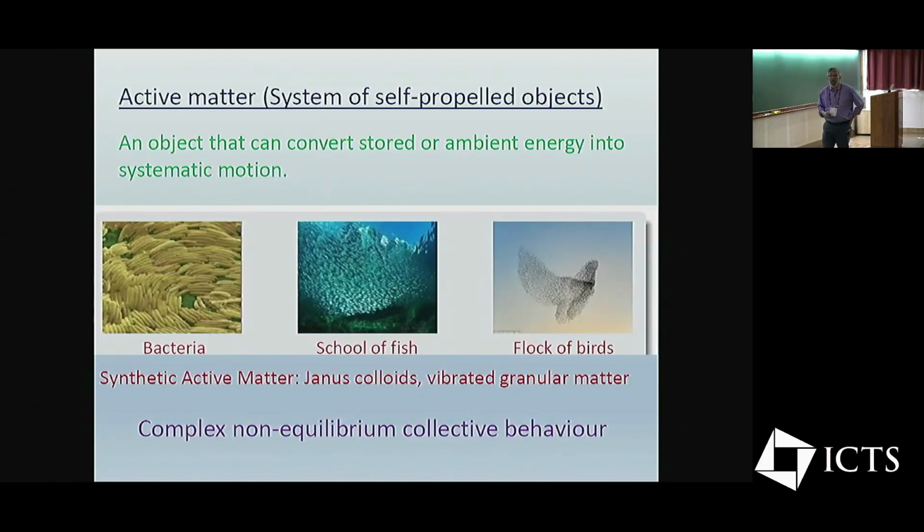So this is a one-slide introduction to active systems. Basically, we are looking at systems where the objects which constitute the system experience active forces. So objects can convert stored energy or ambient energy into systematic motion, so they can move by themselves. That basically makes the system out of equilibrium. And one is interested in the collective behavior of systems like that, where you have a collection of active objects. The examples mostly come from biology, or these are actually live objects.